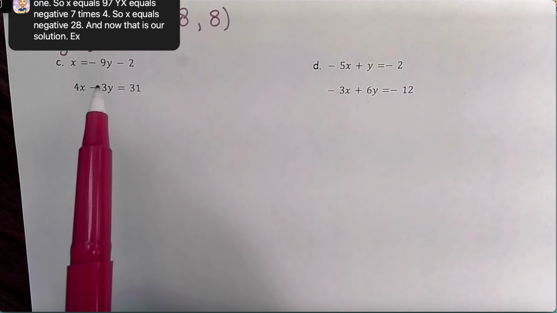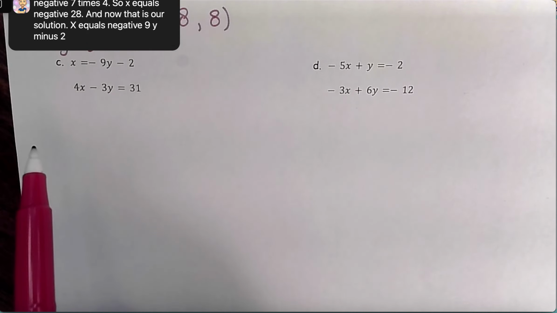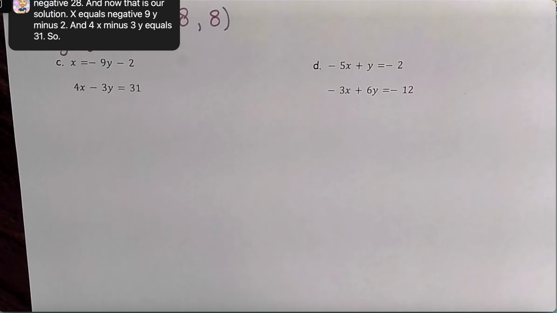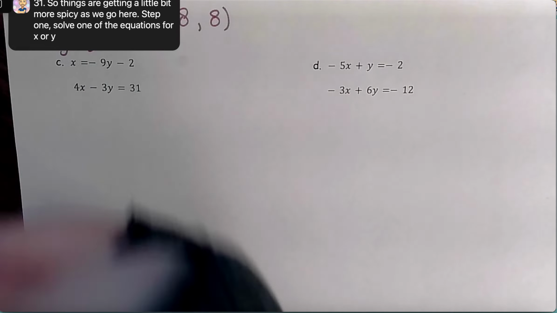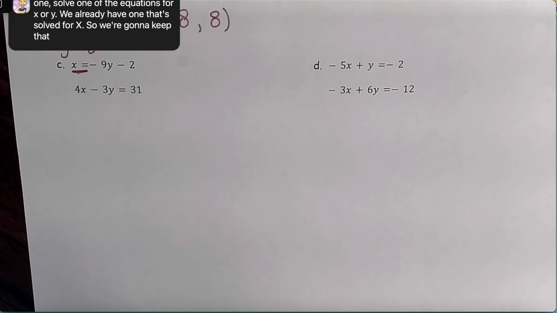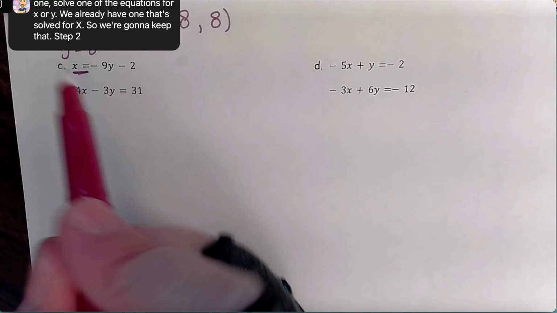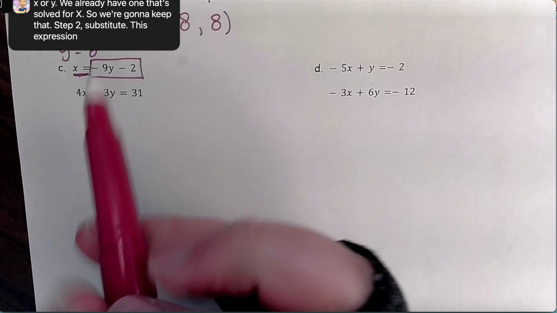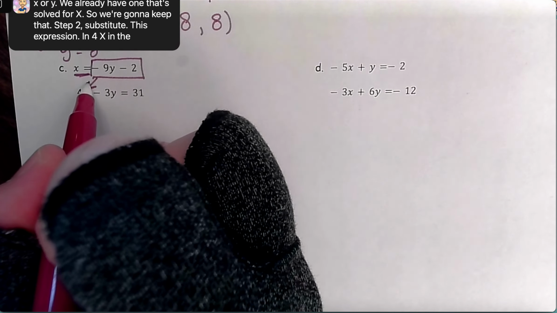x equals negative 9y minus 2. And 4x minus 3y equals 31. So things are getting a little bit more spicy as we go here. Step 1. Solve one of the equations for x or y. We already have one that's solved for x, so we're going to keep that. Step 2. Substitute this expression in for x in the other equation.